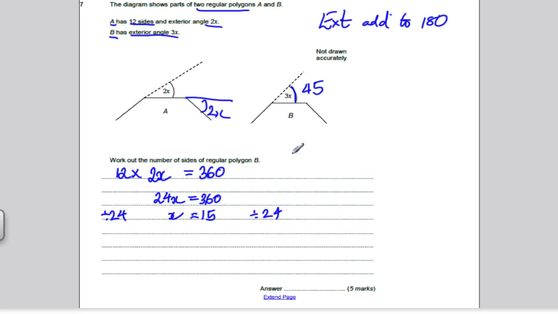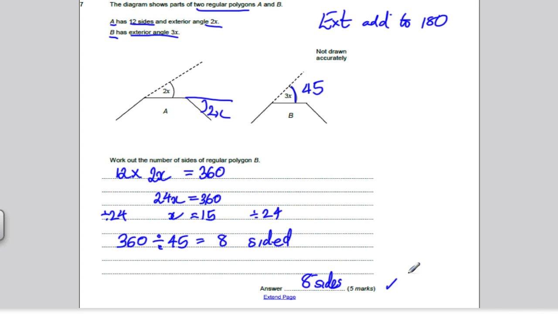And you know this is a regular shape, so to work out how many sides it has, you can work out how many exterior angles it has, and that will tell you. So if you do 360, the sum of all the exteriors, divided by the size of each one, which is 45, you would get 8. So the shape has 8 sides. So it's an octagon, a regular octagon, 8 sides.